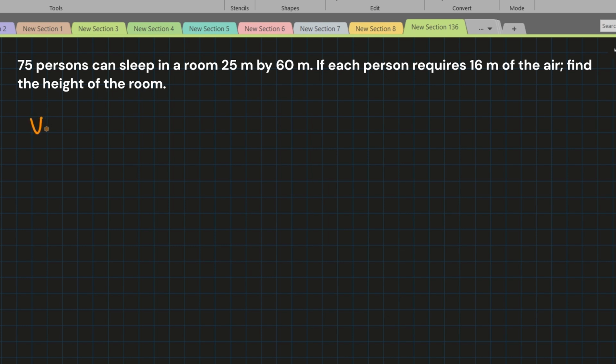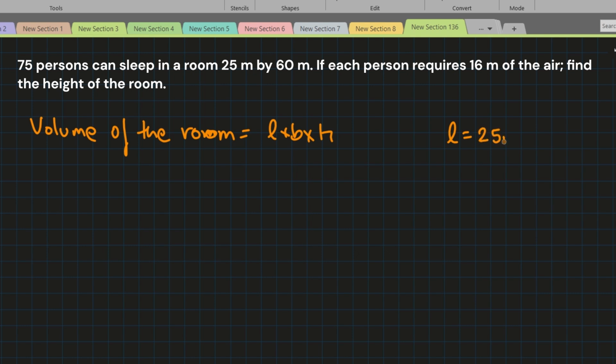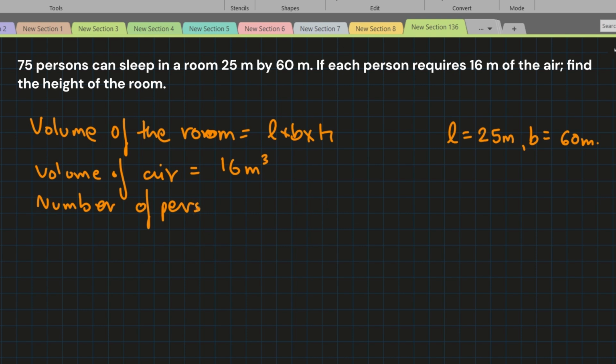So we're going to use the formula for volume of cuboid. We need to find height over here. So length and breadth is given. Length is given as 25 and breadth is given as 60. So let me write over here. Length is equal to 25 meters and breadth is equal to 60 meters. The volume of air is given as 16 meter cube. So number of persons is given as 75.